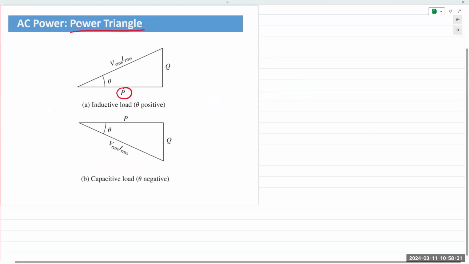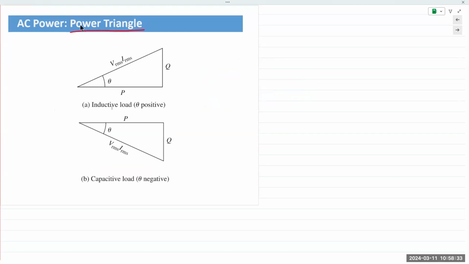Real power P is on the x-axis. Reactive power Q is on the imaginary axis. And when you complete the triangle, you get the magnitude of S as the product of the RMS values of the voltage and current. Magnitude of S is known as the apparent power: VRMS times IRMS.